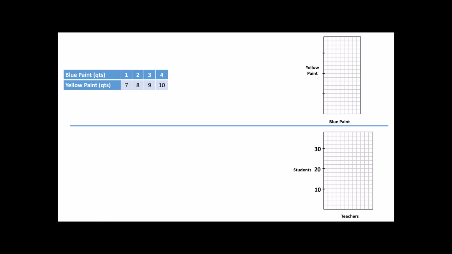How about this one? Blue paint and yellow paint. Is it linear, is it proportional, or is it both? Check linear first. Just to be consistent, I went ahead and told you that yellow is on top, but blue is on bottom. It really doesn't matter in this case which one you do, but we all want to do the same thing, and I've already set my graph up in that manner. So pause the video, try that on your own. I'm going to do this one a little bit faster.